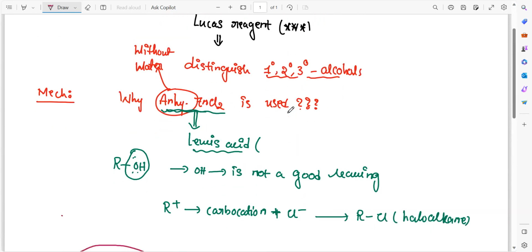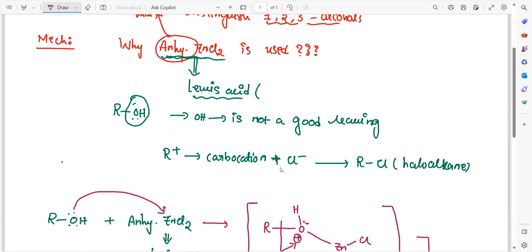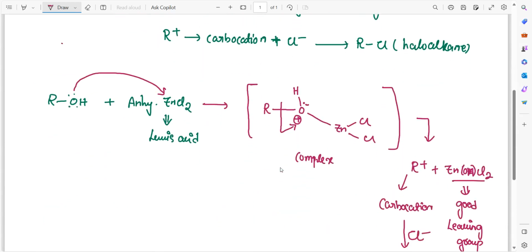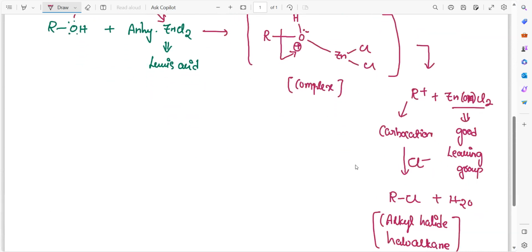Why do we take the anhydrous ZnCl2? Because the OH group is not a good leaving group. To act as a good leaving group, it reacts with anhydrous ZnCl2. A complex is formed when alcohol is reacted with anhydrous ZnCl2. So in this reaction, carbocation is formed. This carbocation is reacted with HCl. It produces the alkyl halide or haloalkanes plus water.